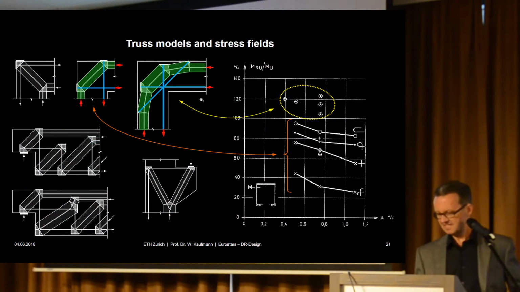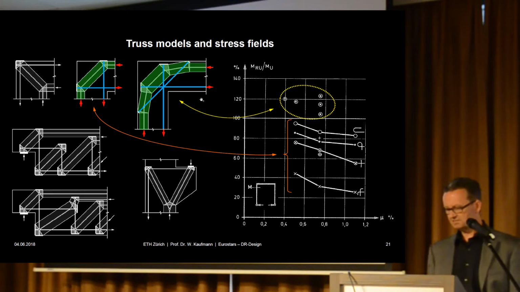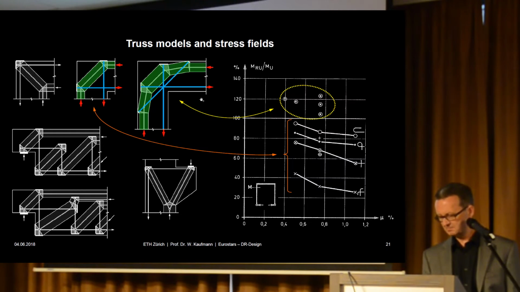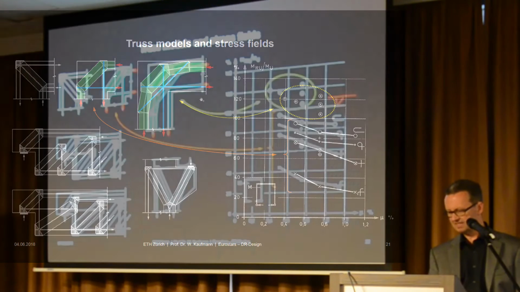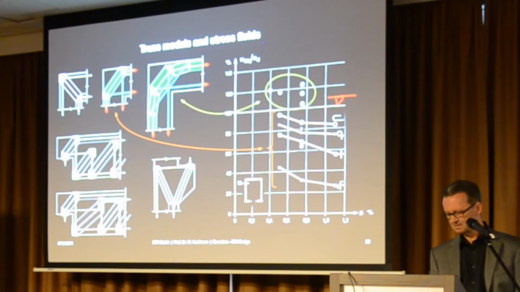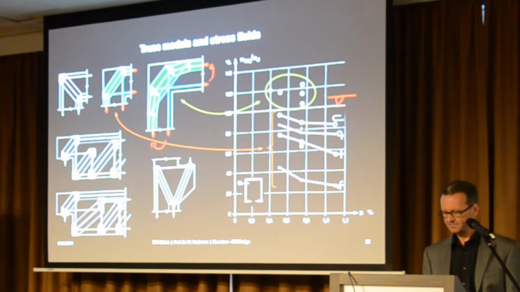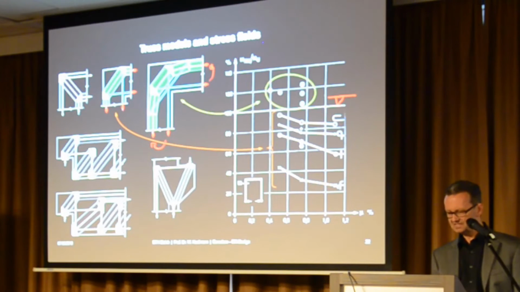So on the right side, you see tests, and you can clearly see that with the diagonal bar, you can reach the full bending capacity, which is here 100%. That's the bending flexural capacity of the two branches here of the frame. You can reach that, but only if you have a diagonal rebar, not in the other cases, unless you would really have an anchor plate on the outside.